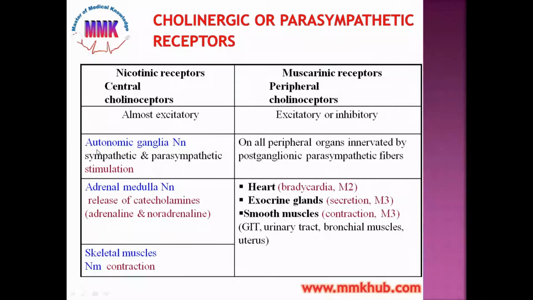Now, the other is the mechanism of action. As we have discussed before, the nicotinic receptors are of 3 types. In autonomic ganglia, they stimulate the sympathetic and parasympathetic nervous system. In adrenal medulla, there will be release of catecholamines, and in skeletal muscle, it will lead to contraction. And when we talk about the muscarinic ones, they are present on all peripheral organs innervated by the postganglionic parasympathetic fibers. So as you remember, in the heart, there will be bradycardia by M2. In exocrine glands, there will be secretion by M3. And in smooth muscles, there will be contraction by M3 again.